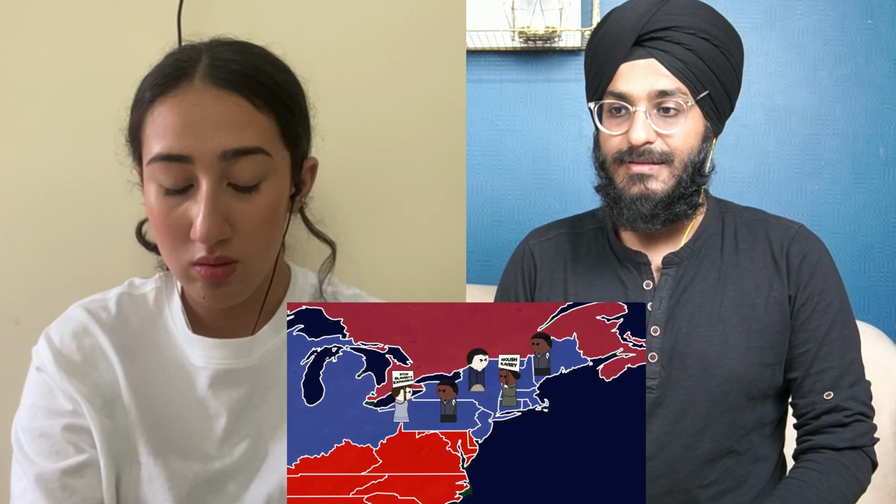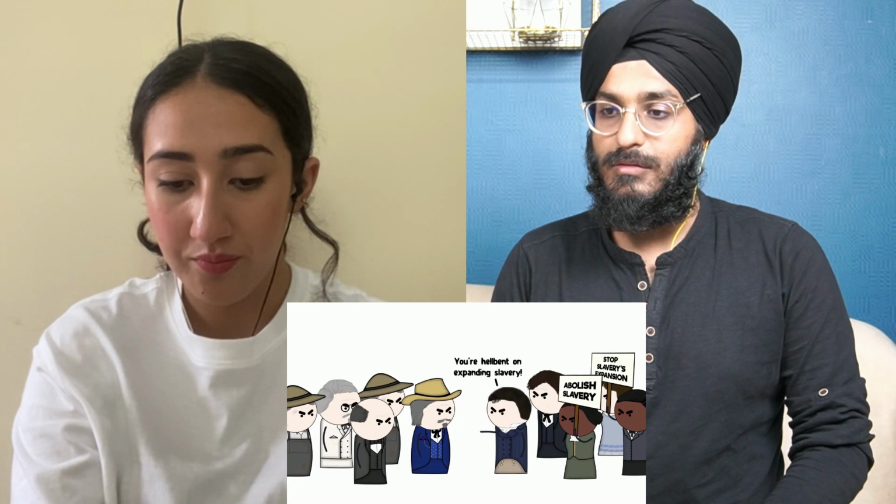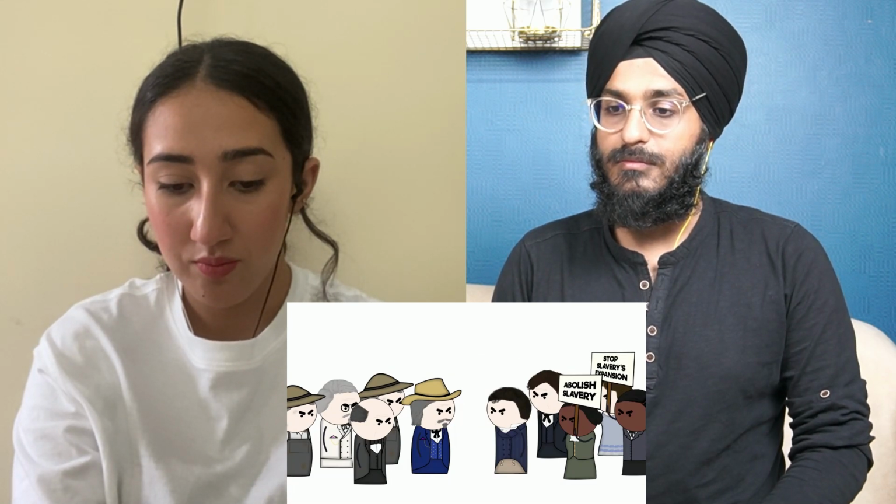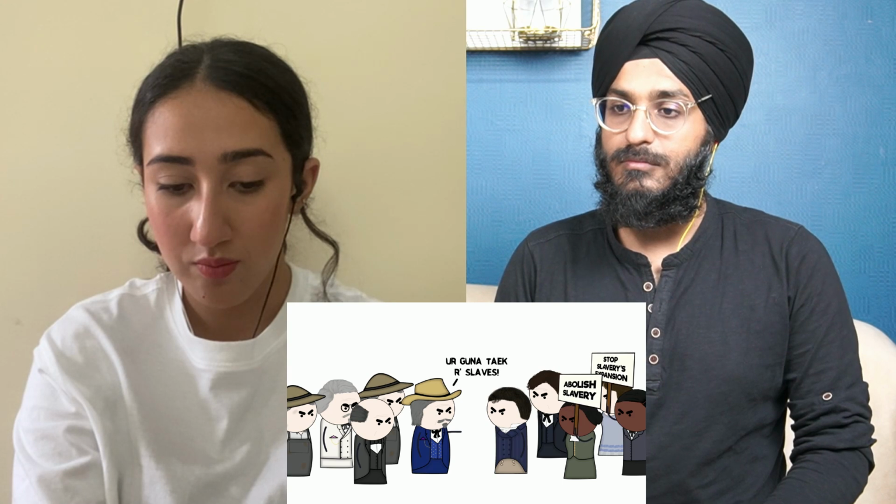While in the North, a growing abolitionist movement was taking root. A general mistrust began to develop between the North and the South, as Northerners felt the South were hell-bent on expanding slavery, and fear spread throughout the South that the North wanted to take their slaves away.